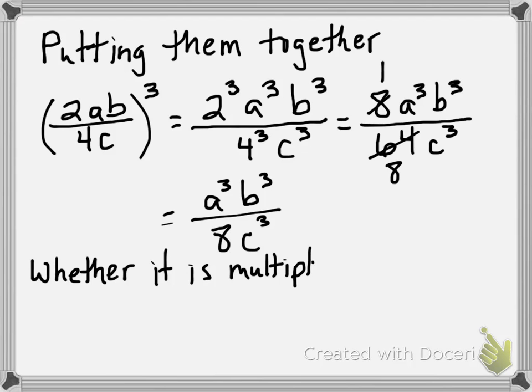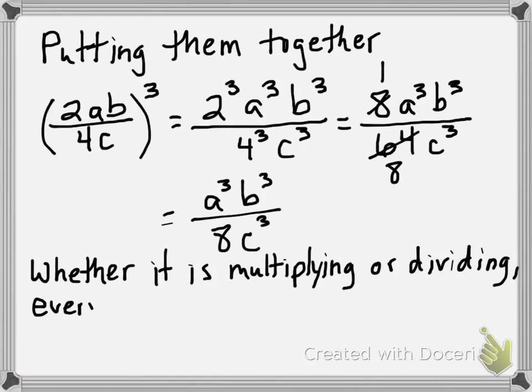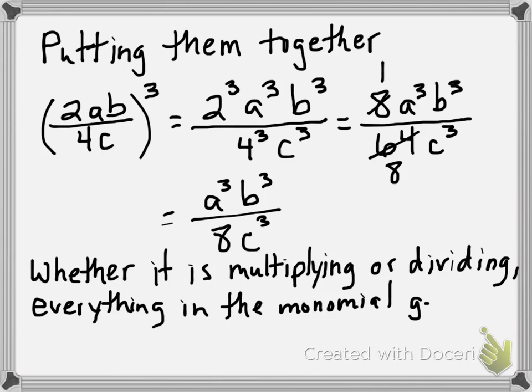Alright, so the rule is pretty straightforward. It doesn't matter whether you're multiplying, dividing, or both. Everything in the parentheses gets the exponent. Okay? As long as it's a monomial, which means no adding, no subtracting. If everything is multiplied or divided, then everything gets the exponent. And then you just simplify.